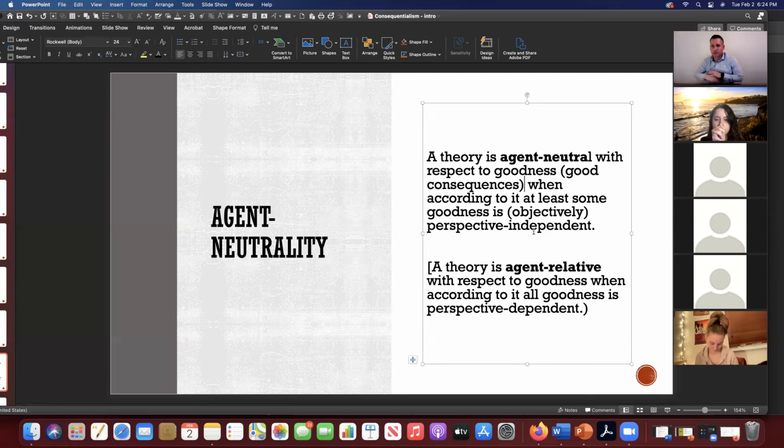And contrast that with the agent relativity that I tried to capture. A theory is agent relative with respect to goodness when, according to it, all goodness is perspective dependent. So some theories of goodness, good outcomes, are going to be agent relative. They say it doesn't make any sense to say blanketly or generically that some outcome is good, period. You couldn't evaluate that sentence as true or false according to such views. You have to consider from what perspective before you're in a position to say whether the sentence is true or false.